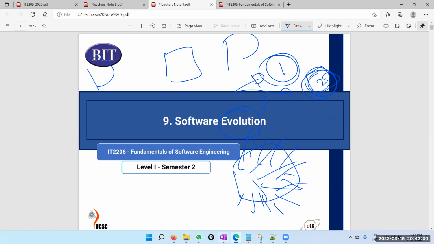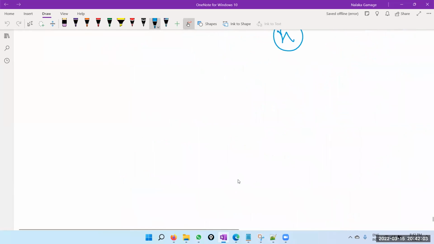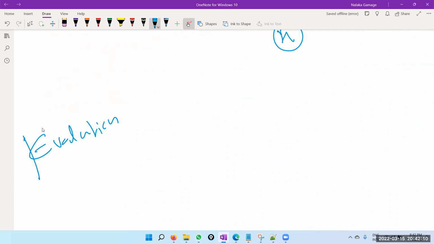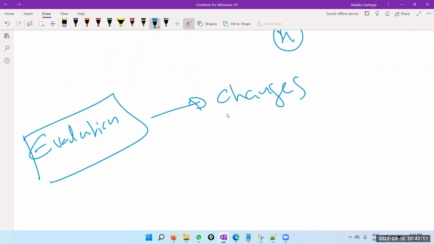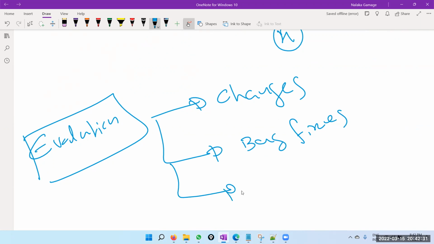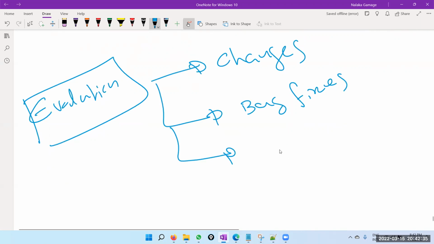Okay, right. So let me quickly explain a few things, then I will go through the slides. When it comes to evolution, these are the tasks we have to do. Of course, we have to do some changes, modifications. Then we have to do some bug fixes. If there are issues, we have to fix them. And then we have to do day-to-day maintenance, like user management, security, monitoring, backup and recovery.